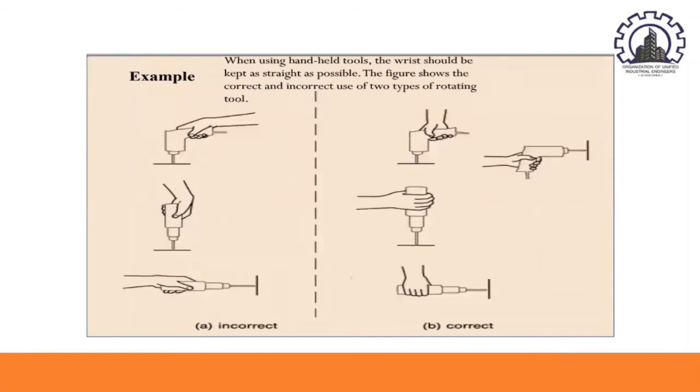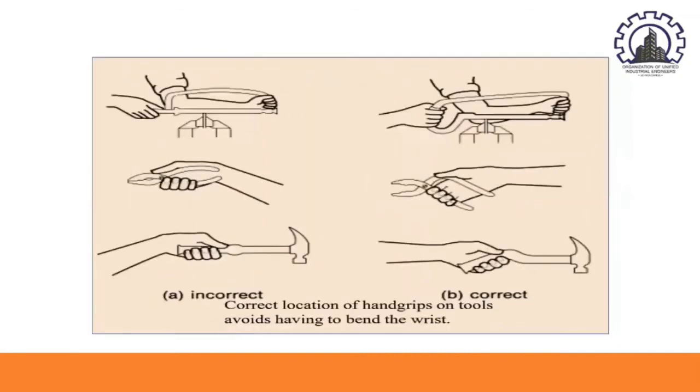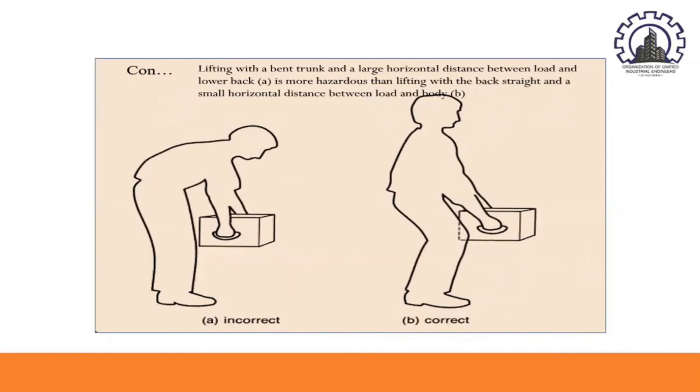We have here illustrations as examples. The first: when using handheld tools, the wrist should be kept as straight as possible. The figure shows the correct and incorrect use of two types of rotating tool; picture A shows the incorrect one and picture B shows the correct one. In the next example, picture A is incorrect and picture B is correct: correct location of hand grips on tools avoids having to bend the wrist.